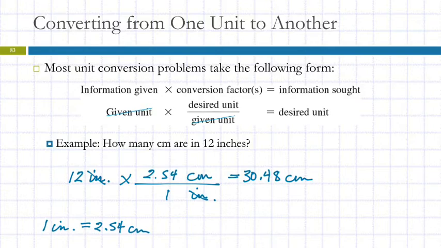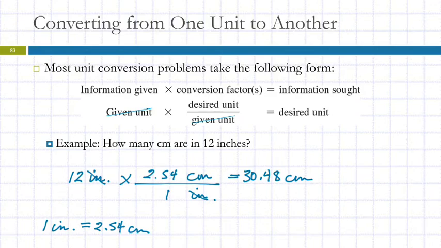How should I report that number considering significant figures? How many significant figures does 12 inches have? 2. It looks like a nice whole number, right? But it's a measurement. It's only got 2 sig figs. What about this thing here?